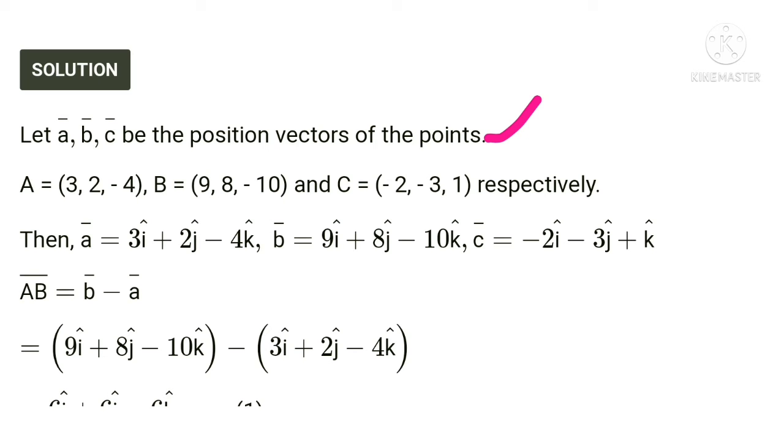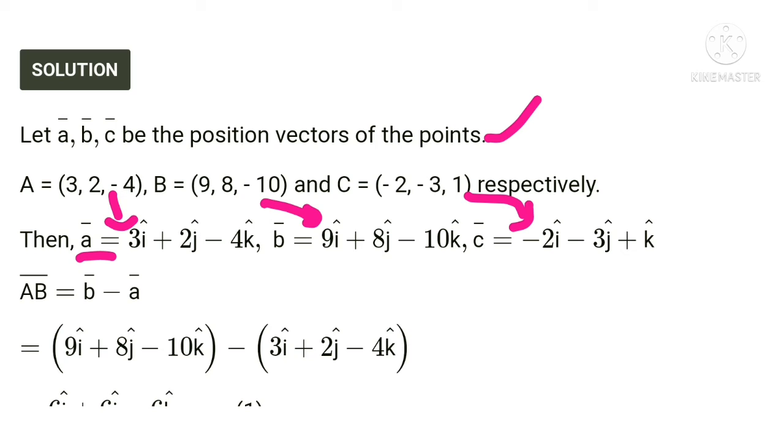From this you write first A bar. A bar is equal to 3i cap plus 2j cap minus 4k cap. Then you write B bar. B bar is equal to 9i cap plus 8j cap minus 10k cap. And then we write C bar is equal to minus 2i cap minus 3j cap plus k cap.